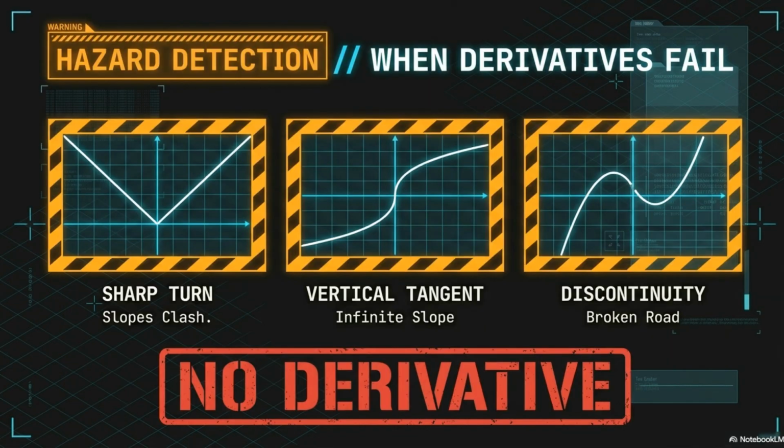Hazard detection protocols are active. There are 3 primary threat zones where derivatives fail to exist. Threat 1, sharp turns, where slopes violently clash. Threat 2, vertical tangents, where the slope becomes infinite and unmeasurable. Threat 3, discontinuities, where the road is completely broken. If you encounter these, there is no derivative.